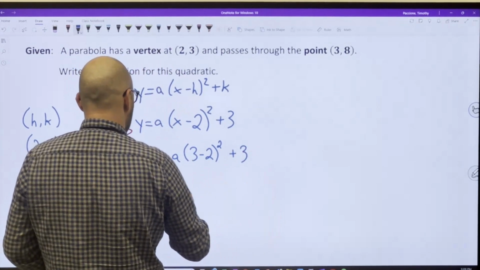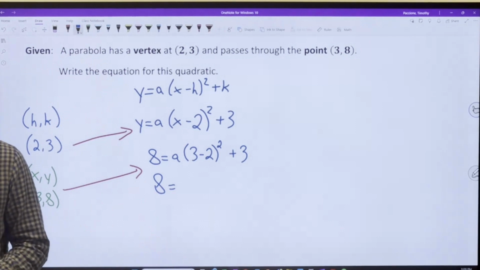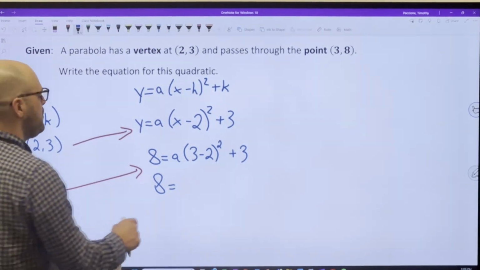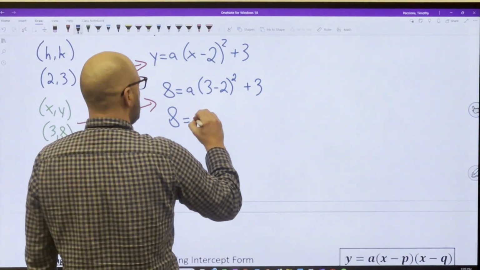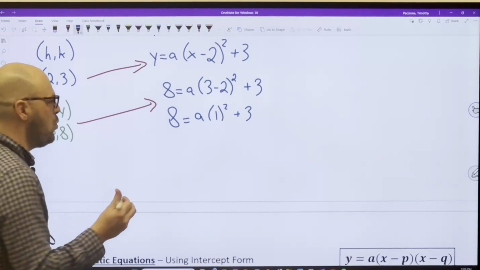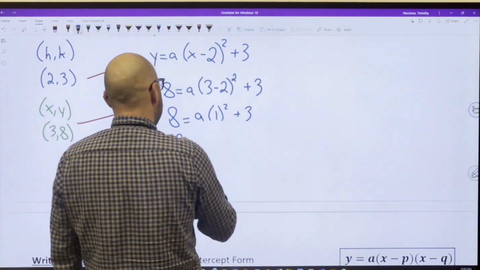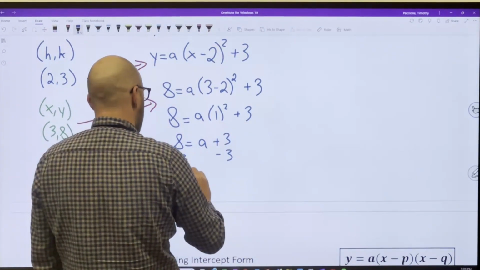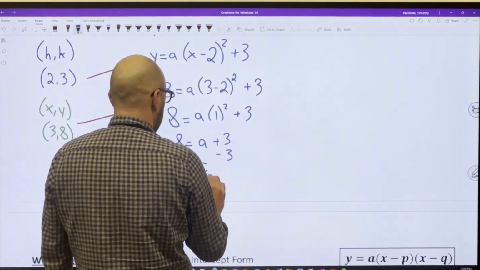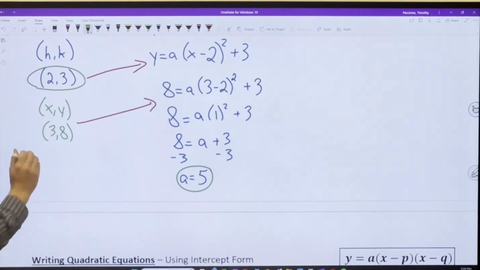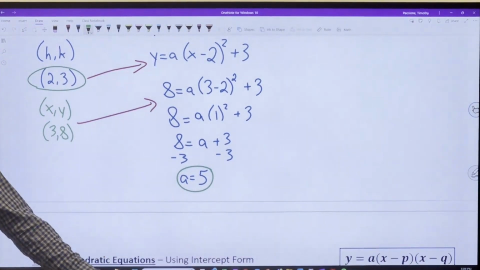Okay, so 8 equals, now what is 3 minus 2? 1. What is 1 squared? 1. What is 1 times a? A. We see that? That's where we want to see it. 3 minus 2 is 1, so I get 1 squared plus 3, right? 1 squared is 1, so I get 1a. So 8 equals a plus 3, minus 3 minus 3, a equals 5, right? So my a is 5, and my h and k are 2 and 3. I have everything I need, right?